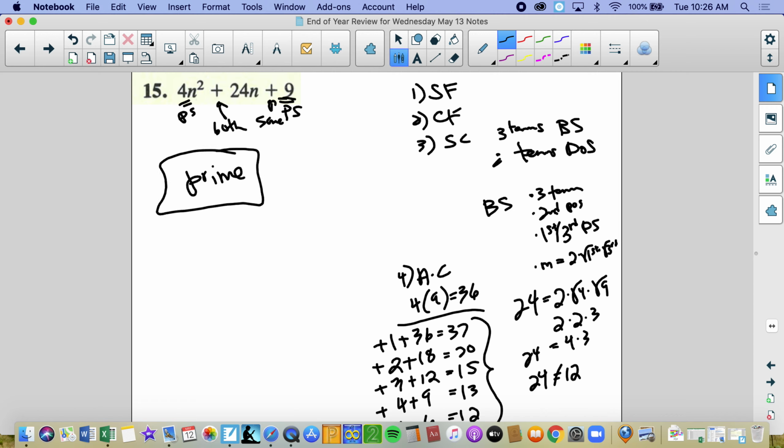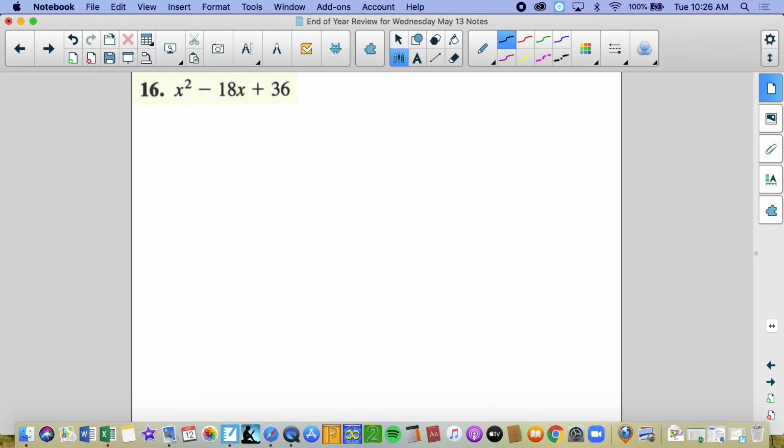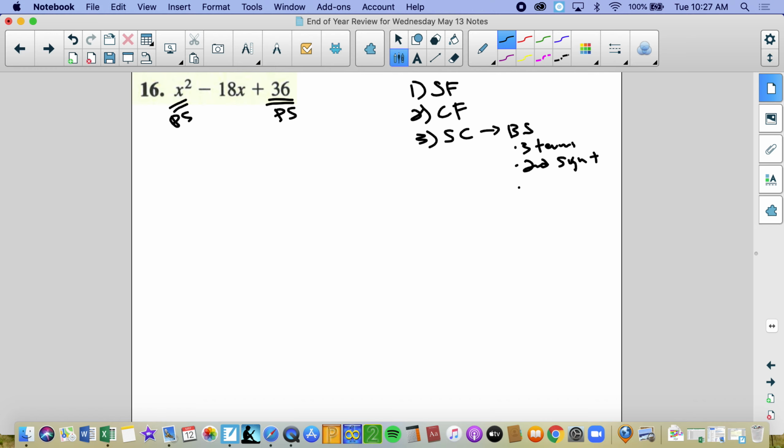These are good problems. These definitely have to test your mettle. Good. All right, let's take this. Again, I should be, ooh, both of those are perfect squares. So is it in standard form? Yes. Is there a common factor? No. Is it a special case, meaning is it a binomial square? Three terms? Yes. Second sign positive? Yes. First and third perfect squares? Yes. Does 18 equal 2 times the square root of 1 times the square root of 6?